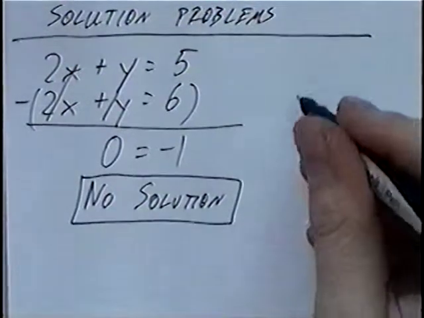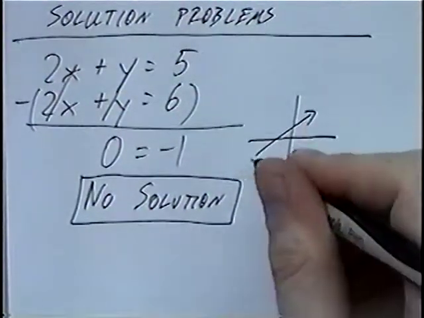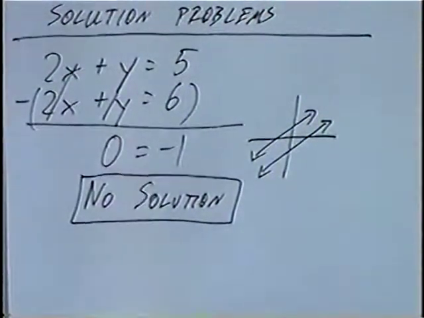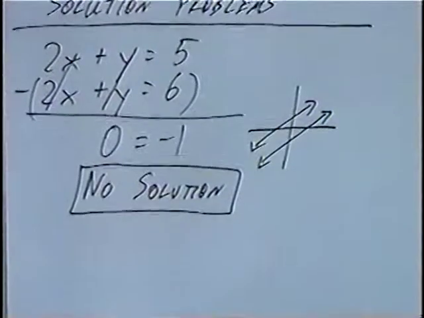There is no solution. If you did graph these, there would be parallel lines that do not cross. If they do not cross, we cannot get a solution using elimination or substitution.